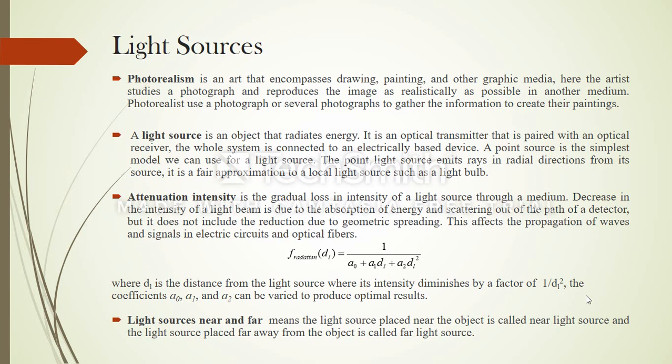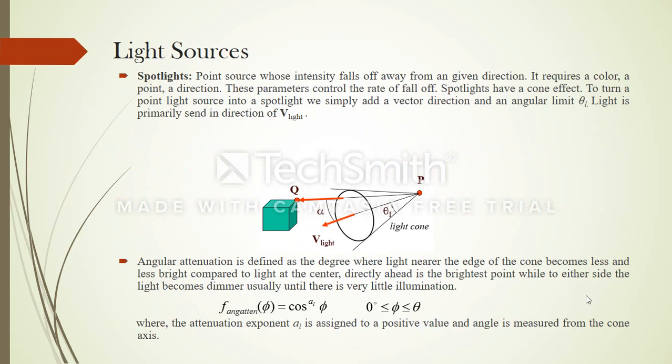Light sources near and far means the light sources placed near the objects, which are called near light sources, and the light sources which are placed far away from the objects are called far light sources.